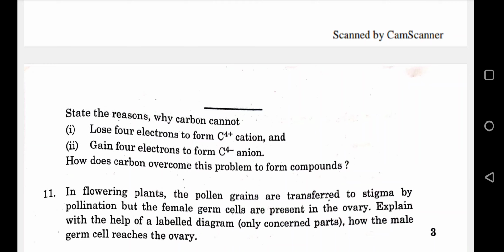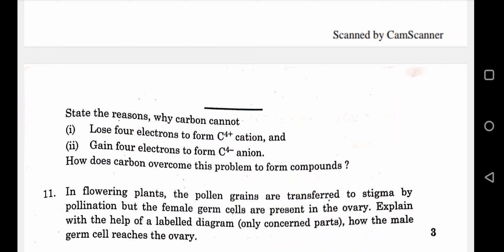And the OR question was also straight from the book: state the reason why carbon cannot lose 4 electrons to form a C4+ cation. It is because the carbon atom is small, so the nuclear force between the nucleus and the electrons is more, and therefore to lose 4 electrons is very difficult, as we require a lot of energy to do that.